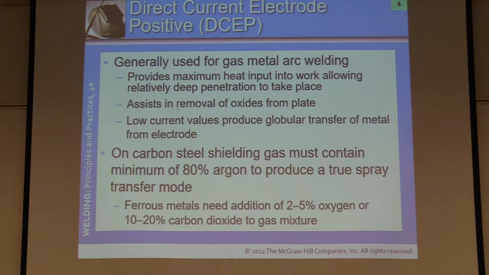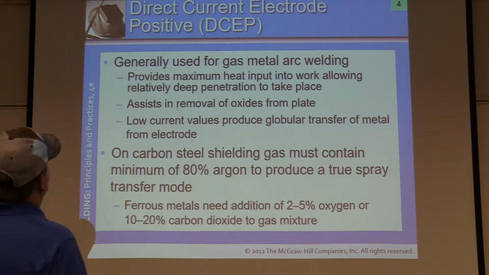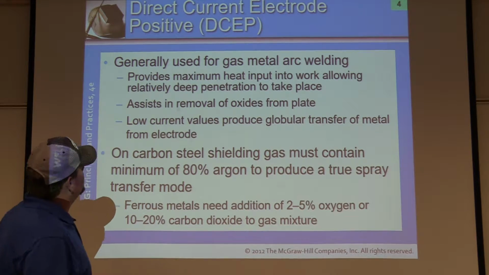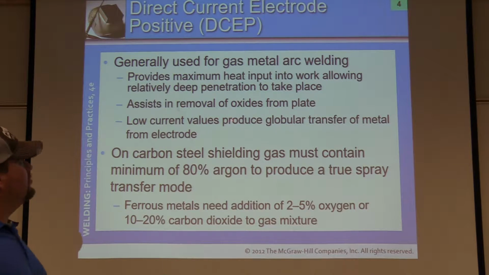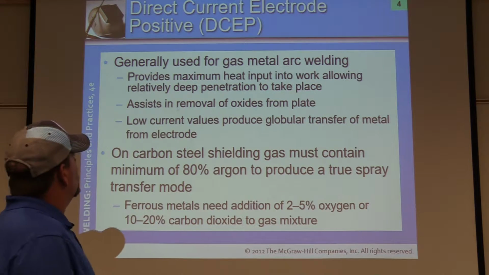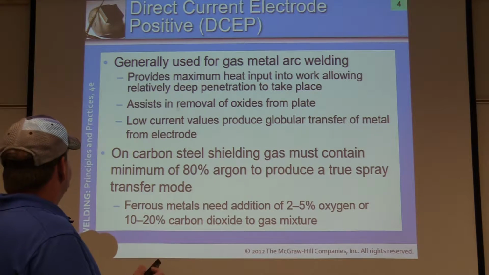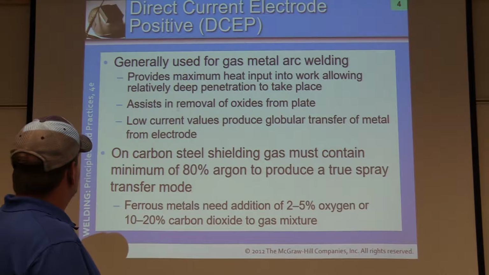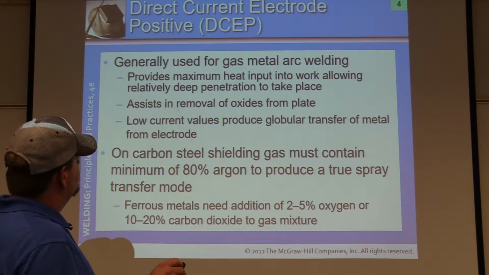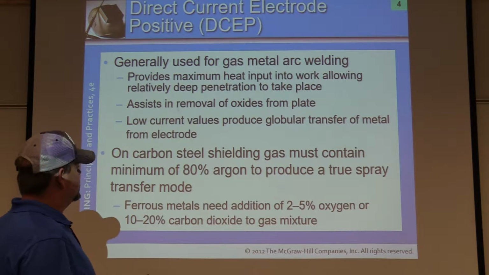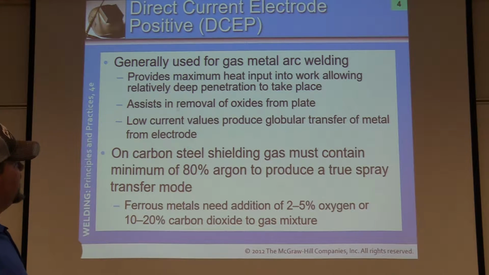For example, DC electrode positive is generally used for gas metal arc welding. It provides maximum heat input into the work, allowing relatively deep penetration to take place. It also assists in the removal of oxides from the plate. Low current values produce globular transfer of metal from the electrode. On carbon steel, the shielding gas must contain 80% argon to produce a true spray transfer mode. We'll get into the different modes of gas metal arc welding as we go through here, and we'll talk about the gases needed.